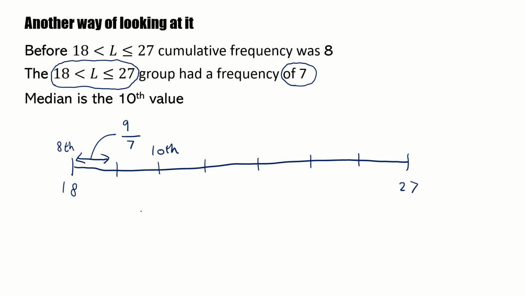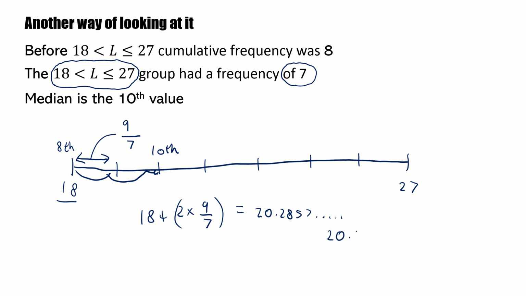So therefore, all we've got to do to find the median bit of data is we're going to start at 18 and then add on 2 lots of this interval of 9/7 that we said was separating each bit of data in this group. So therefore, it's going to be 18 plus 2 lots of 9/7, and once again, that's just going to be 18 plus 18/7, which is the same calculation we had before. That is 20.2857, etc., etc., leading once again to an answer of 20.3 to 3 significant figures.